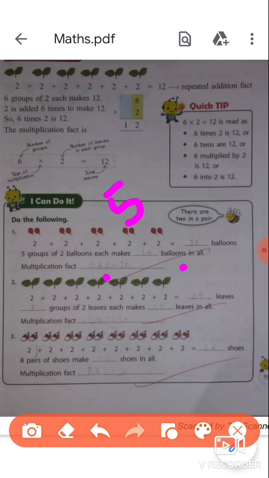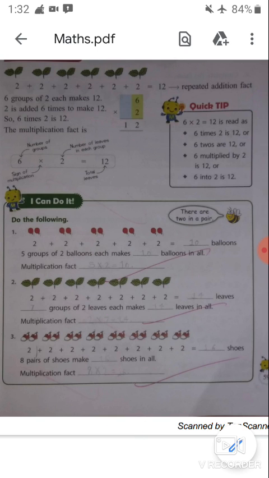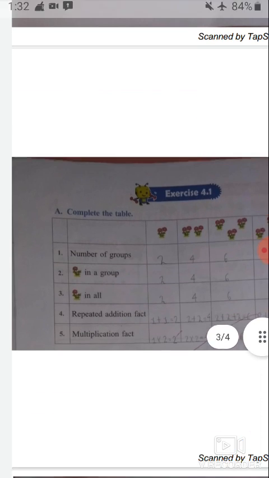Now there are 7 pairs of leaves. It means 7 groups of 2 leaves each makes 14 leaves in all. Multiplication fact, 2 multiplied by 7 equals 14. Similarly, in the third, you can do the same process.